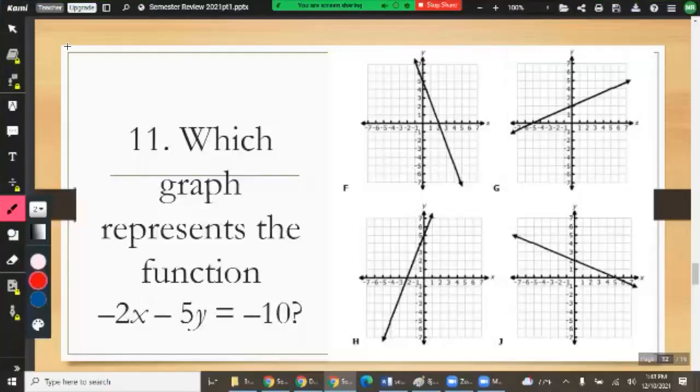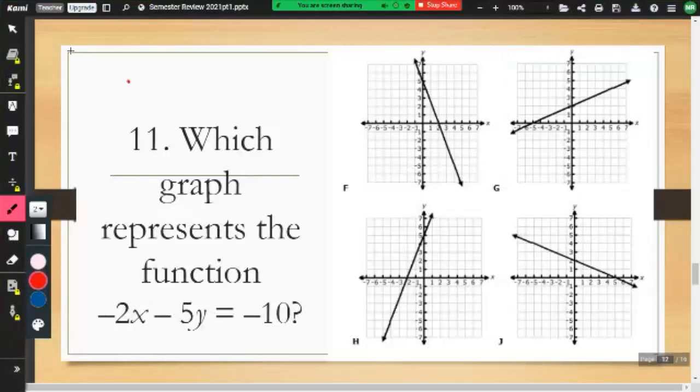All you had to do was solve for y. What did y'all get after solving for y? Okay, I can go ahead and eliminate F and H because both of those cross at a +5. And from there, which one is it, G or J? J. What do you notice about the slope?